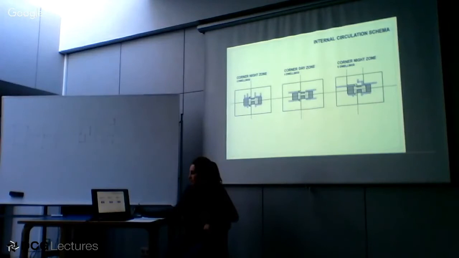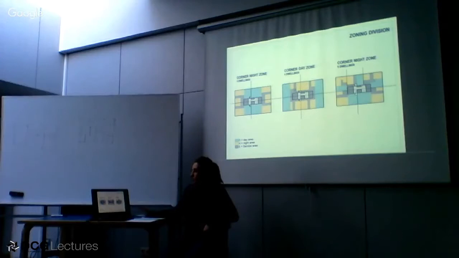And here is the representation of the division of each dwelling into day area, that is the green one, night area, that is the yellow one, and service area, that is the gray one. The interesting thing is that, as I anticipated before, between these two schemas, the difference is the position of the day area: in the central area in the first case, and on the corner side in the second case.